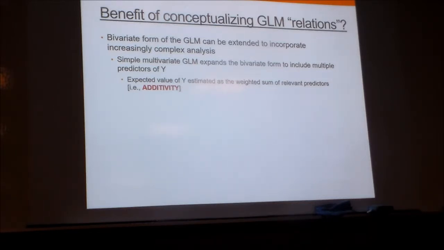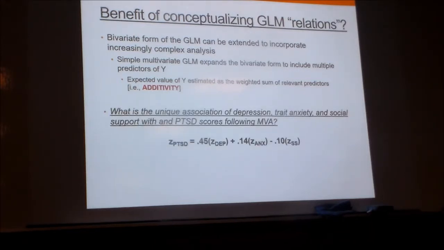Okay. So again, using our GLM to expand and talk about increasingly complex models, our simple multivariate generalized linear model takes our bivariate model and just starts to expand it. What we end up with is the expected value of y as a function of the weighted sum of whatever predictors you have in your model, okay? So if we were to ask, what's the unique association of depression, trait anxiety, and social support with PTSD? Our previous example just looked at the bivariate relation between depression and PTSD, but maybe there's other stuff that might be relevant. So we want to add in trait anxiety and social support as predictors, and regress PTSD onto those three predictors.